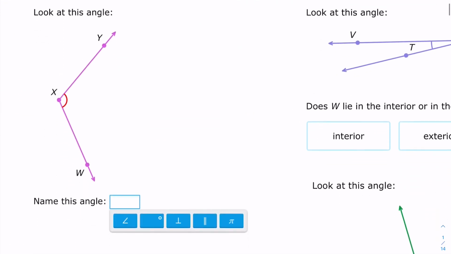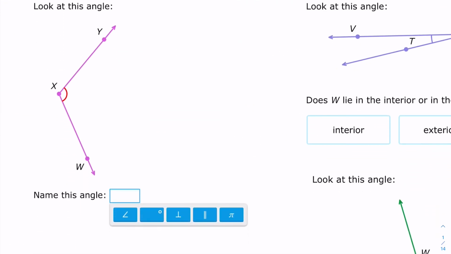All right, the next one, name this angle. We're still on angles. I'm going to name it angle WXY.